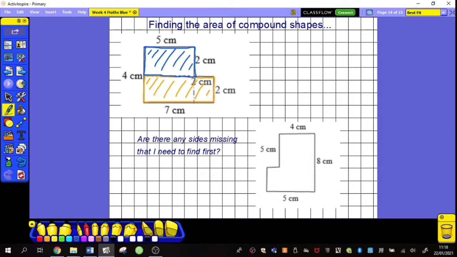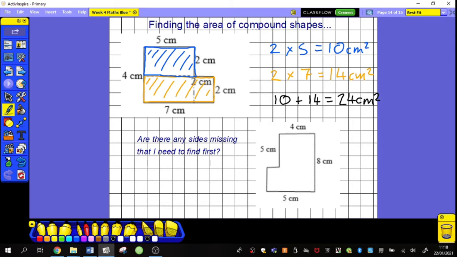really simply. So the height of my blue shape is 2 centimeters. The base of my blue shape is 5. Nice and easy, 10 centimeters squared. Now the height of my orange shape or yellow shape is also 2 centimeters, and the base is 7, making 14 centimeters squared. So the overall area of my compound shape must be 10 add 14 equaling 24 centimeters squared.